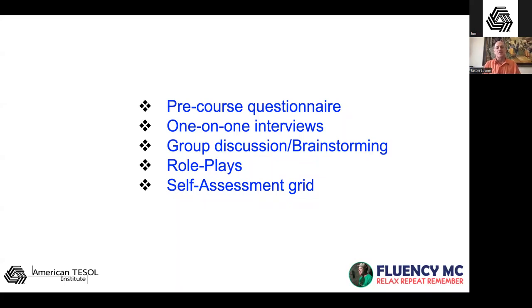A self-assessment grid is sort of like the questionnaire idea, but more like during class, and that could be an activity where they check off things about what they need and who they are, and then can discuss. So a lot of these things, you can see how they could work together. You could bring in even the pre-course questionnaires and use them as part of group discussion, brainstorming. The self-assessment grid could lead to the group discussion.